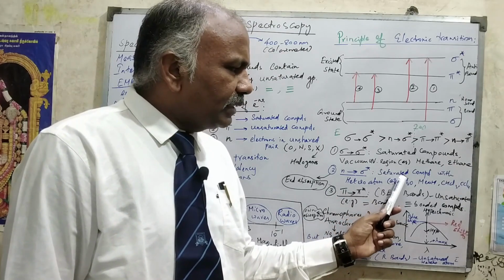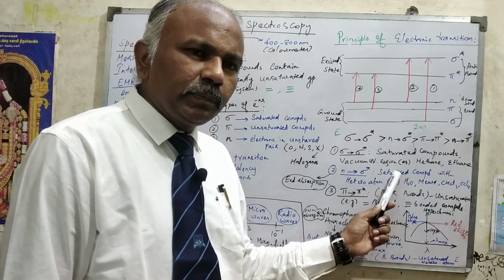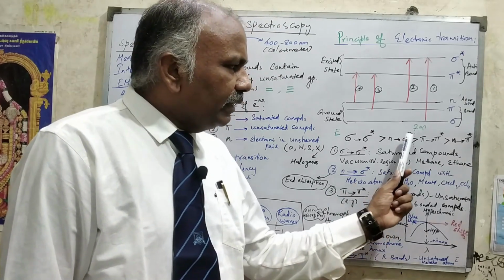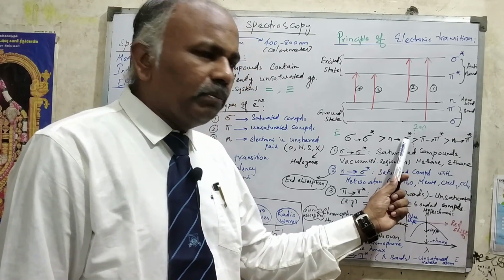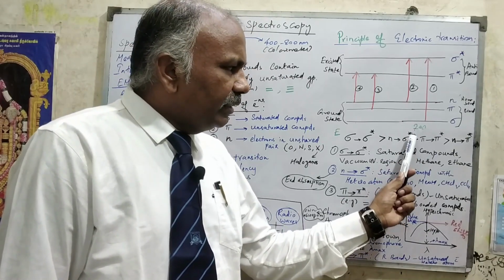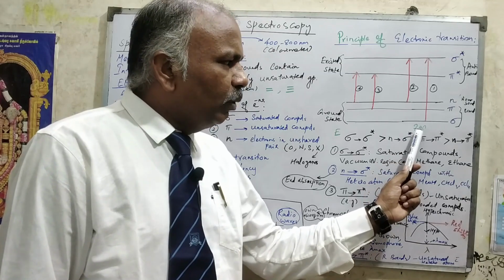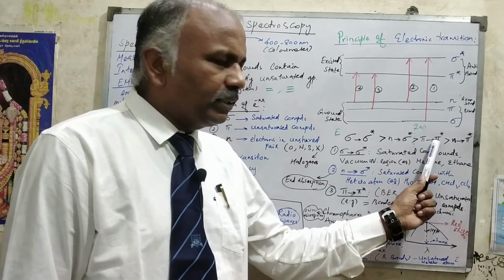If you look at this transition, it is especially applicable for solvents, and particularly here n to sigma star transition. They are at the end of the UV region. At the end of the UV region, originally starting from here, is the pi to pi star transition.